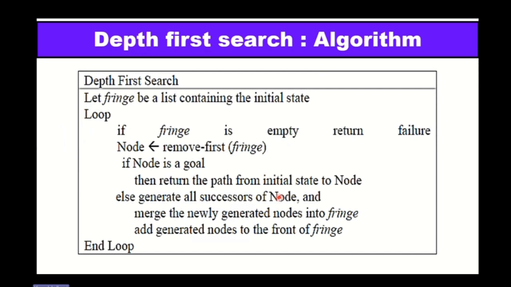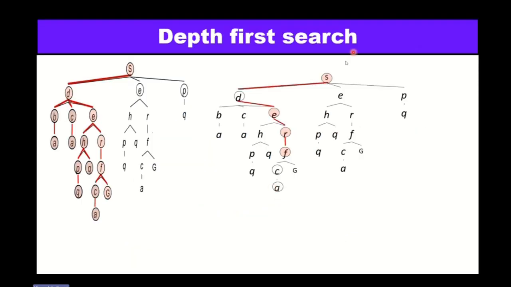Now this is the structure of the depth first algorithm. First of all, we check whether the fringe is empty. There must be nodes in the fringe. If a node is there, remove the first node, that is A. So A should be removed. Now the tree will be expanded. This is the first node, the root node. It has to be removed, and now we have got D, E, P.